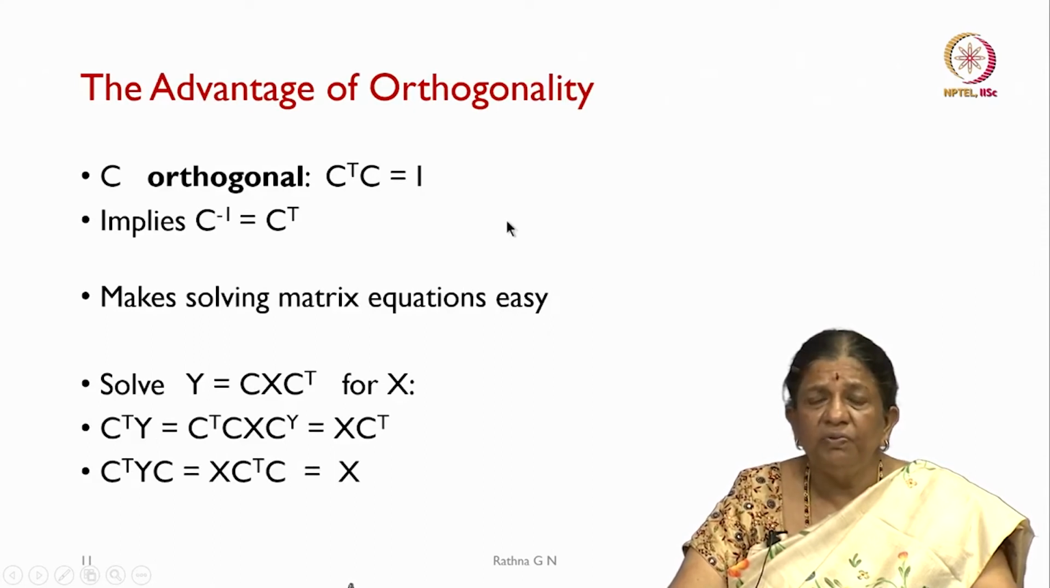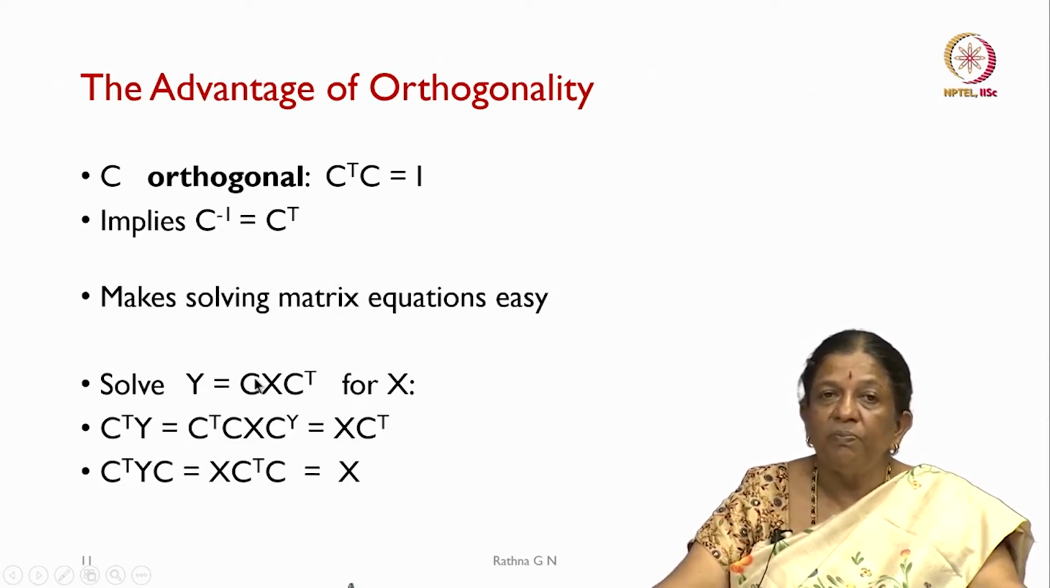What is the advantage of orthogonality? We will see. If C is orthogonal, then C transpose C is going to be the identity matrix I. That implies that the inverse of C is equivalent to C transpose itself. So, this makes solving the matrix equation easy, that is shown here, that is y is C into x into C transpose. Then what happens when I take C transpose of y, and then C transpose on the right hand side also.